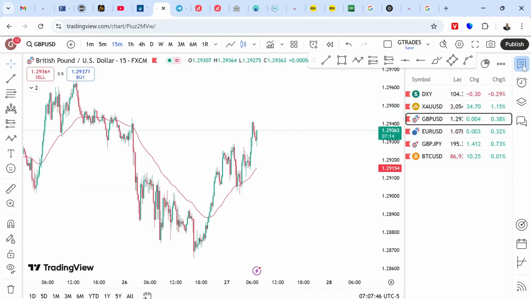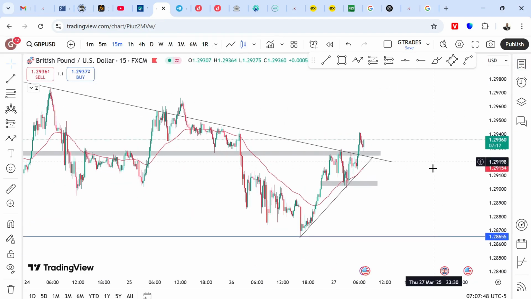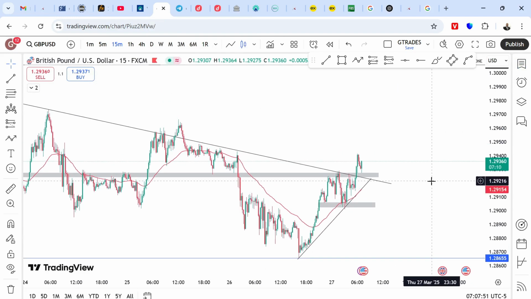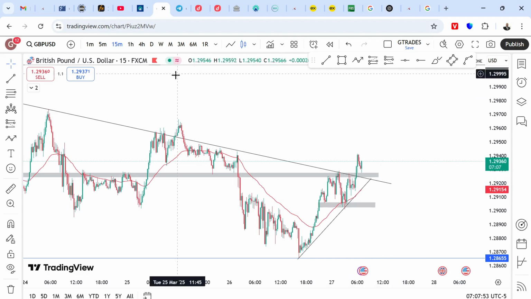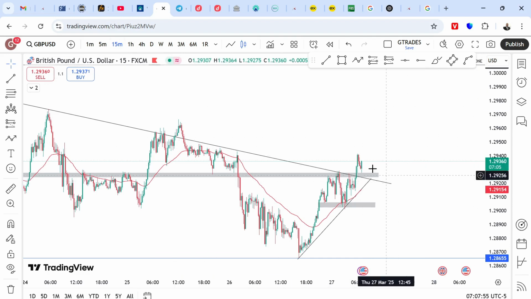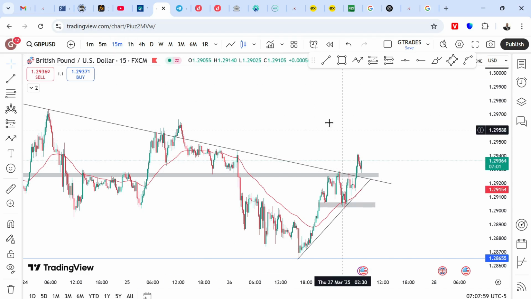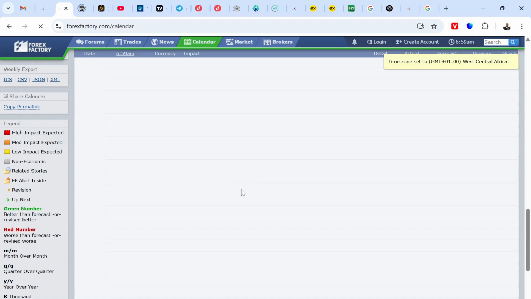Very beautiful setup. I've been looking at this particular setup since in the morning. As I speak to you now, I just got a confirmation. But I'll be going in once this 15-minute candle is done. Or if I look at the fundamentals, I think there's high-impact news by 1:30 my own time. Let me quickly show you that.